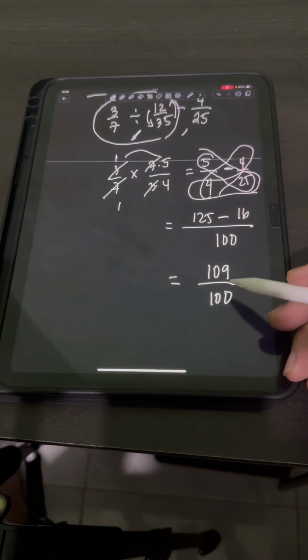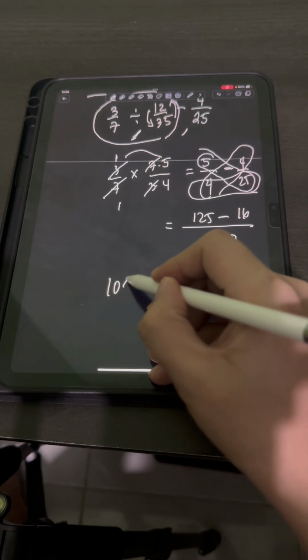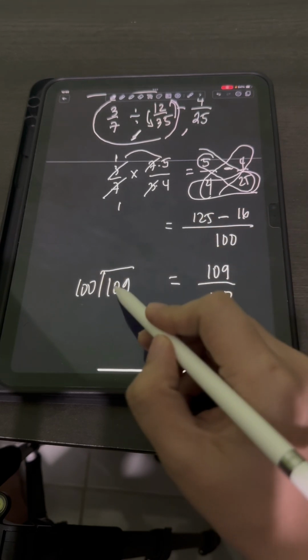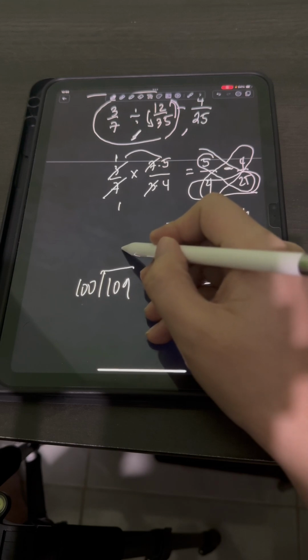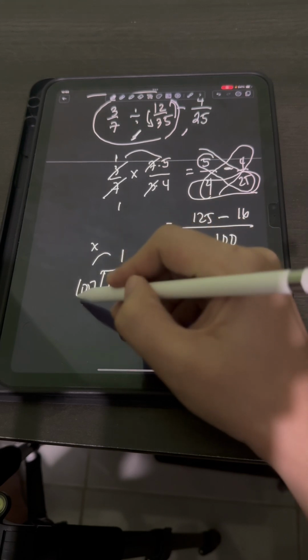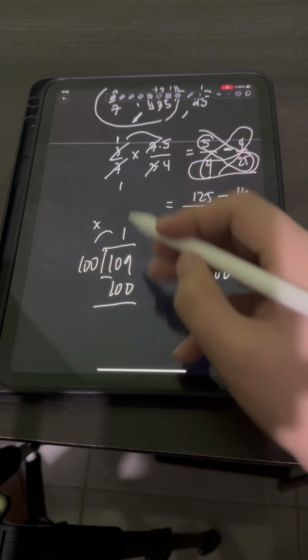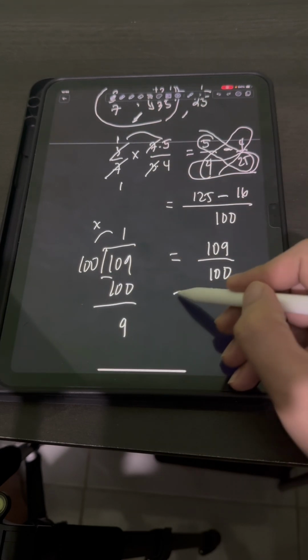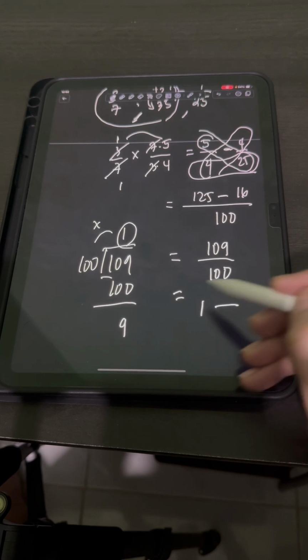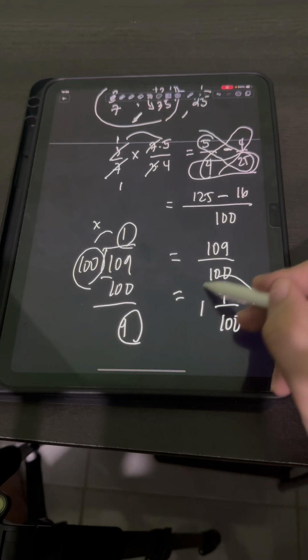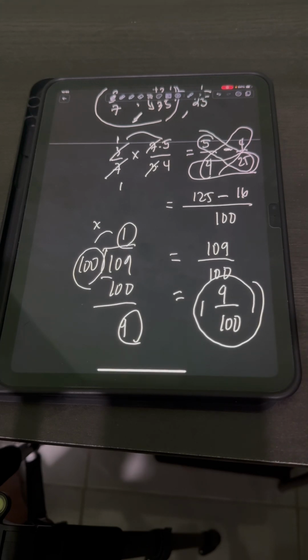So we can convert this into a mixed number. Since this is an improper fraction, we just divide the numerator 109 by the denominator 100. So 109 divided by 100, that's 1. Then 1 times 100, 100. Subtract 109 minus 100, that will be 9. So it is equivalent to 1 and 9 over 100. So the final answer is 1 and 9 over 100.